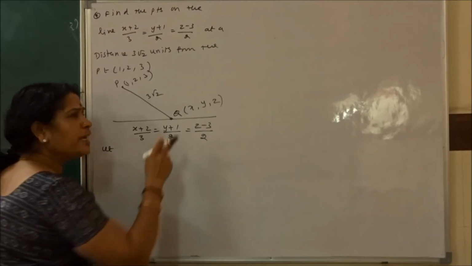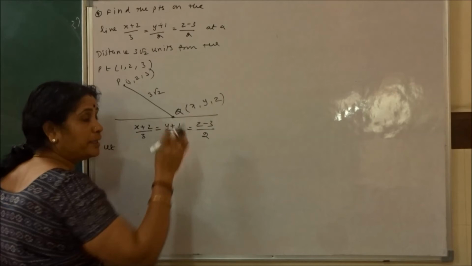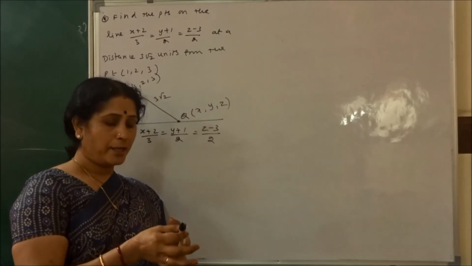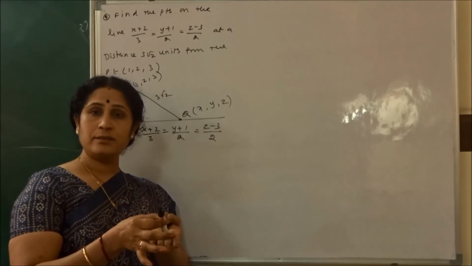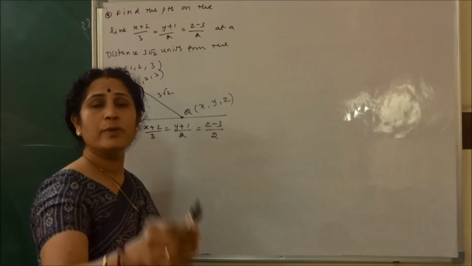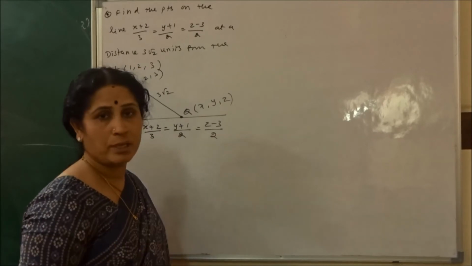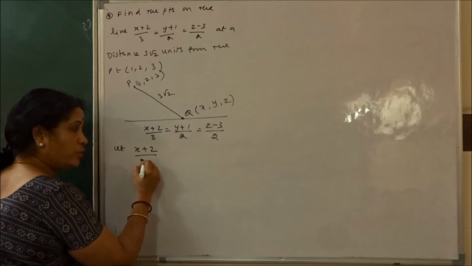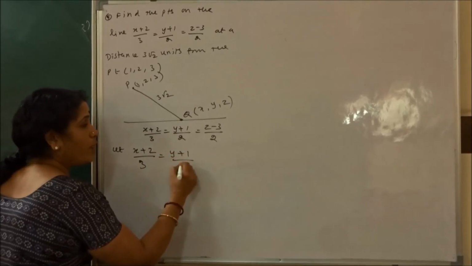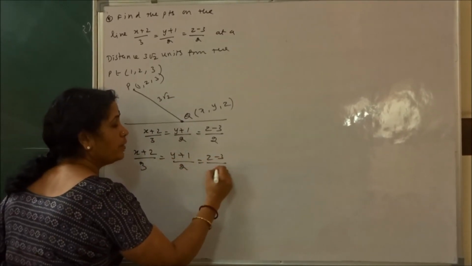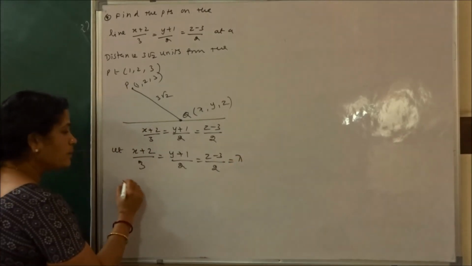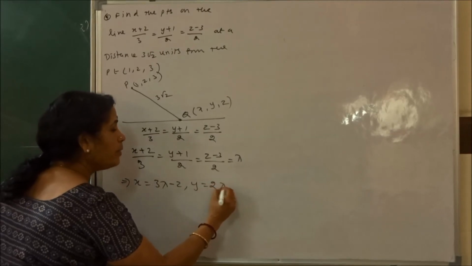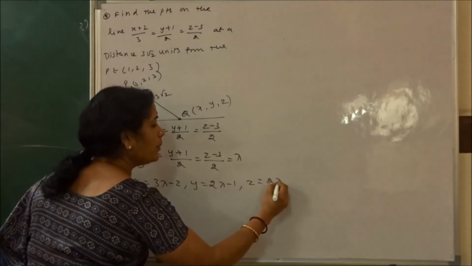Whenever you need a point where either two lines are intersecting like this, or a plane and a line are intersecting, you must have the equation of the line in Cartesian form. Keep that in mind. So I have the equation of the line in Cartesian form, otherwise you convert it into Cartesian form. Now (x plus 2) upon 3 equals (y plus 1) upon 2 equals (z minus 3) upon 2, say equal to lambda. So this implies x equals 3 lambda minus 2, y equals 2 lambda minus 1, and z equals 2 lambda plus 3.